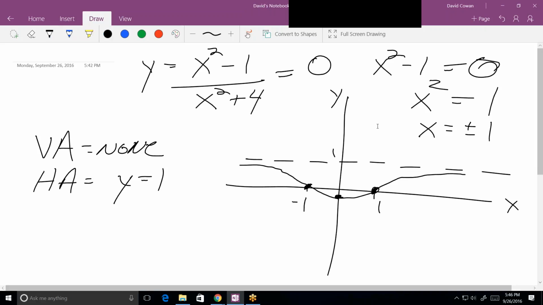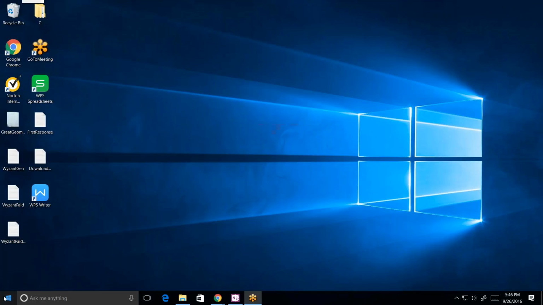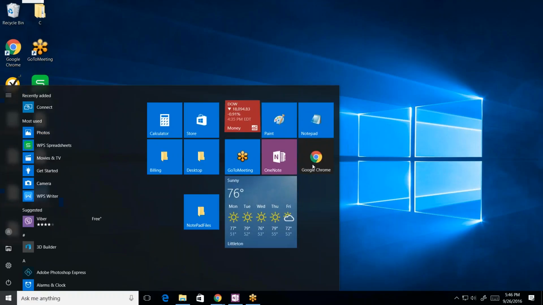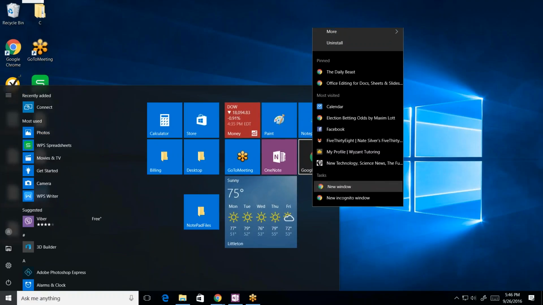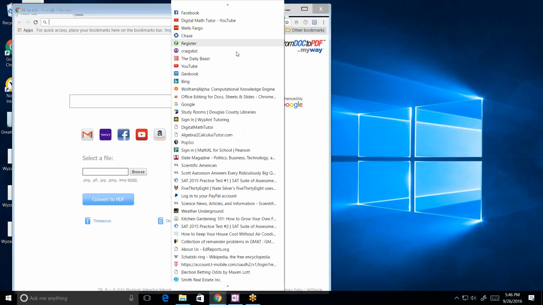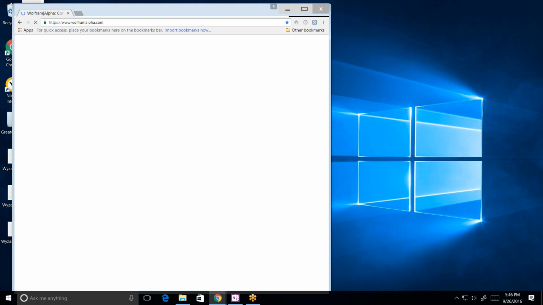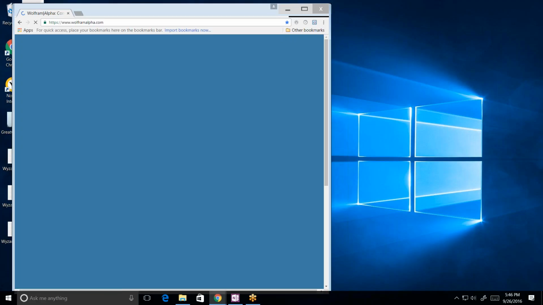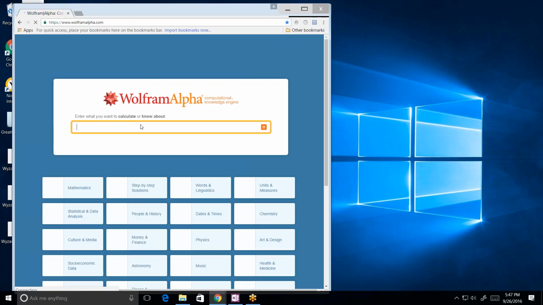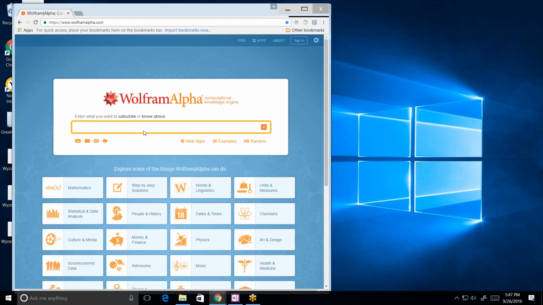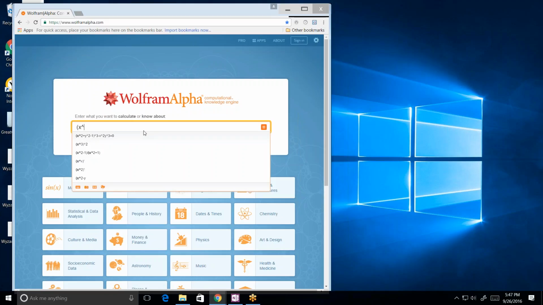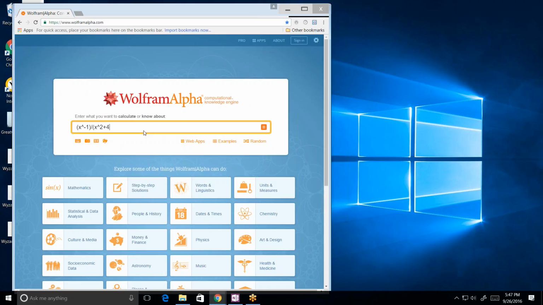Now, let me bring up Wolfram Alpha. Have I ever showed you Wolfram Alpha? Yeah, you have. I just want to do it real quick here just as a verification of our curve. So it's x squared minus 1 quantity divided by the quantity x squared plus 4.